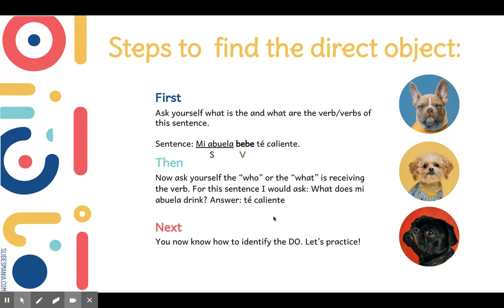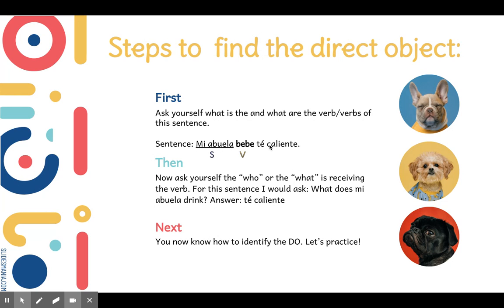Okay. So how do I find the direct object? First, you're going to ask yourself, what is the noun or the subject, and what is the verb of the sentence? I need to rewrite that here. So the sentence is mi abuela bebe té caliente. Now, I know that grandma is my subject, abuela, and the verb is bebe, drinks. So now I need to ask myself, what is it that grandma drinks? When I find the answer, I found my DO.